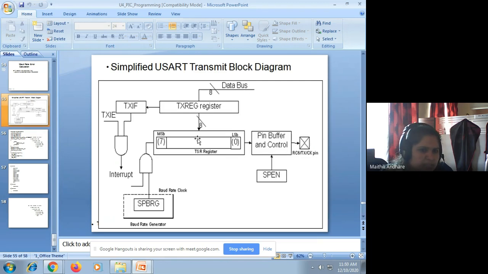Once it is transmitted, the TXIF flag will get raised. So now see, the TXIF flag will get raised. For that purpose the TXIE flag should be enabled. Then and then only the interrupt will be generated, the AND gate output will be 1. Okay, so this is the significance of flag bits, that is flag bit, enable bit and priority bit.